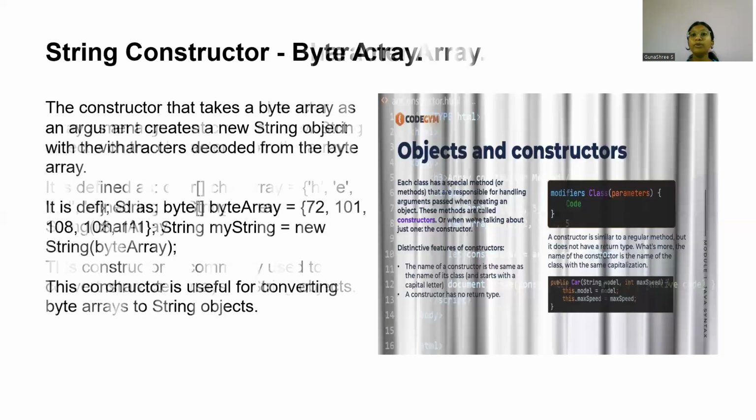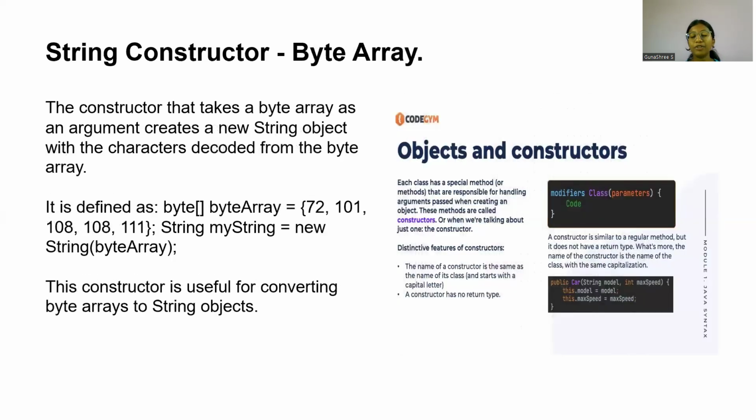Moving on to the byte array. These are all the types of string constructors that are present in Java. Here this constructor will take a byte array as an argument and create a new string object with characters decoded from the byte array. It is defined as a byte array, and the numbers which have to be printed are defined. Later, moving to defining the constructor, String myString = new String(byteArray), where the byte array is the argument used. This is majorly used for converting a byte array into string objects.